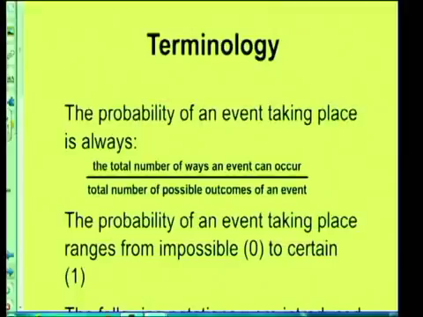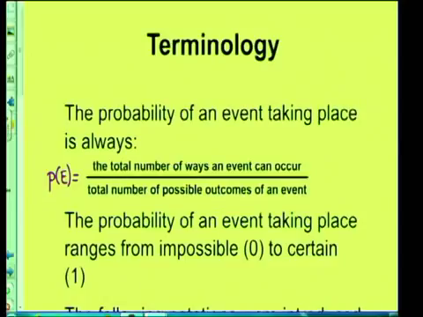Right, the probability of an event taking place is always the total number of ways an event can occur over the total number of possible outcomes of an event. Now, normally we would say the probability of an event, and we would give it to you in fraction form. So, for example, say I said to you the probability of throwing a 6 if we've got 1 die. Well, that would be easy. How many 6s do we have on the die? We only have 1. How many possible outcomes have we got? We've only got 6 on the die, assuming it's a normal die, not something special. And so the probability would be 1/6.